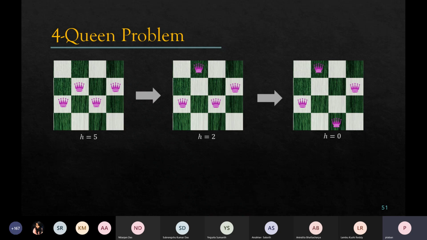Go to a bigger problem. We have this 4-queen problem. We have started with this, not empty, a random assignment. And in this assignment, you can see that we have got 5 conflicts.